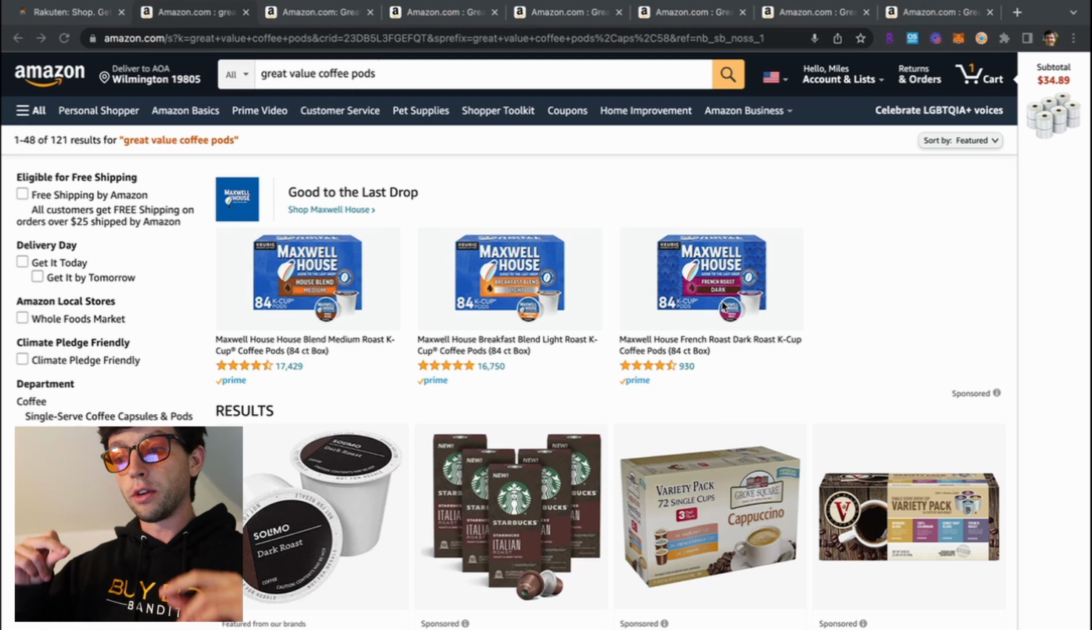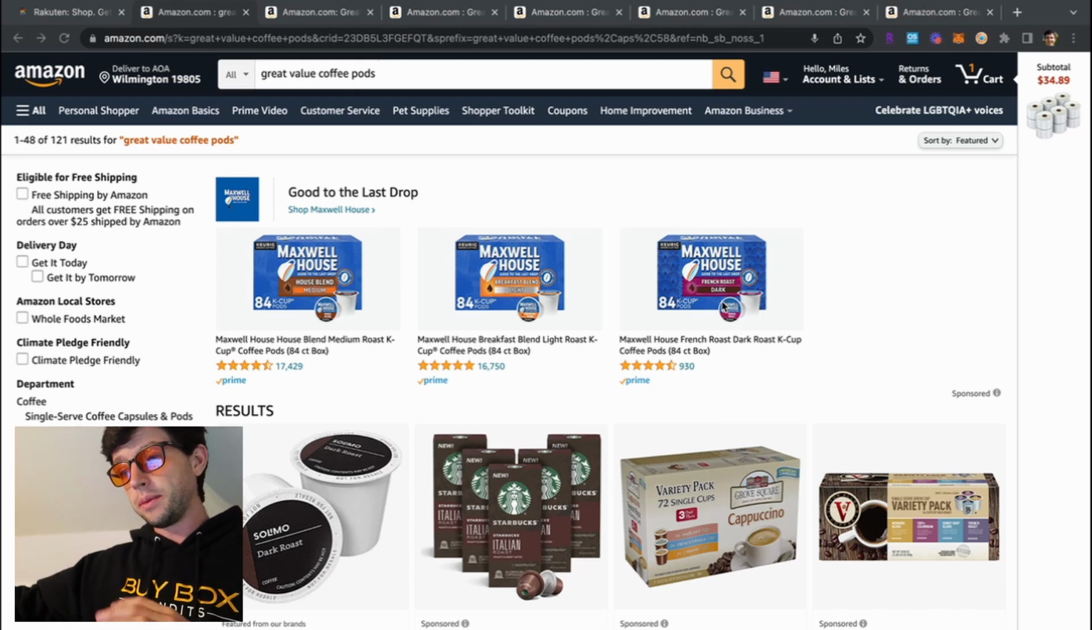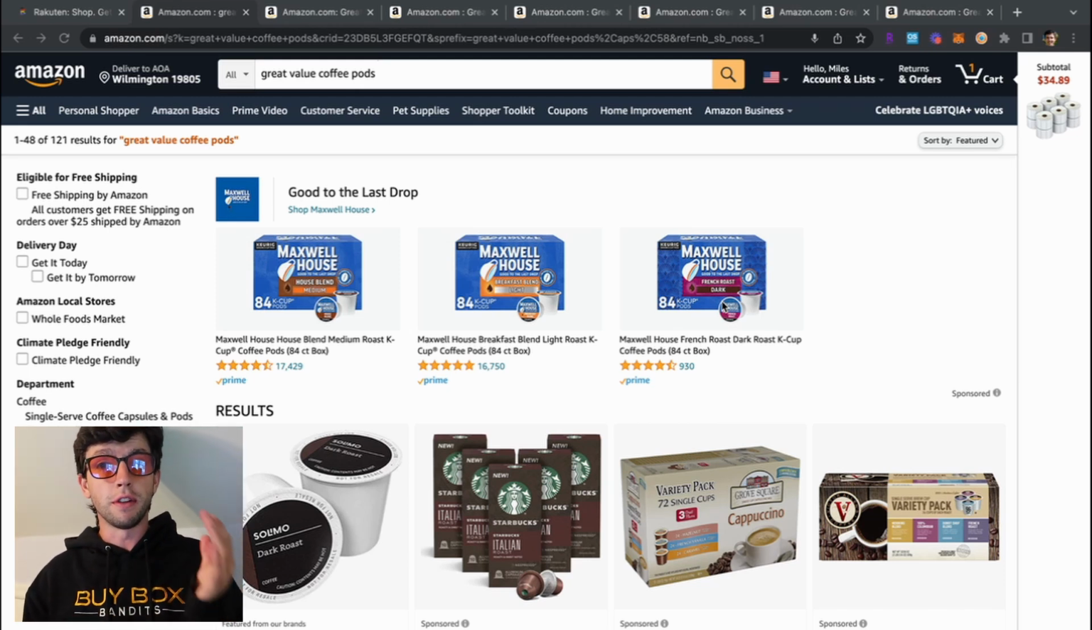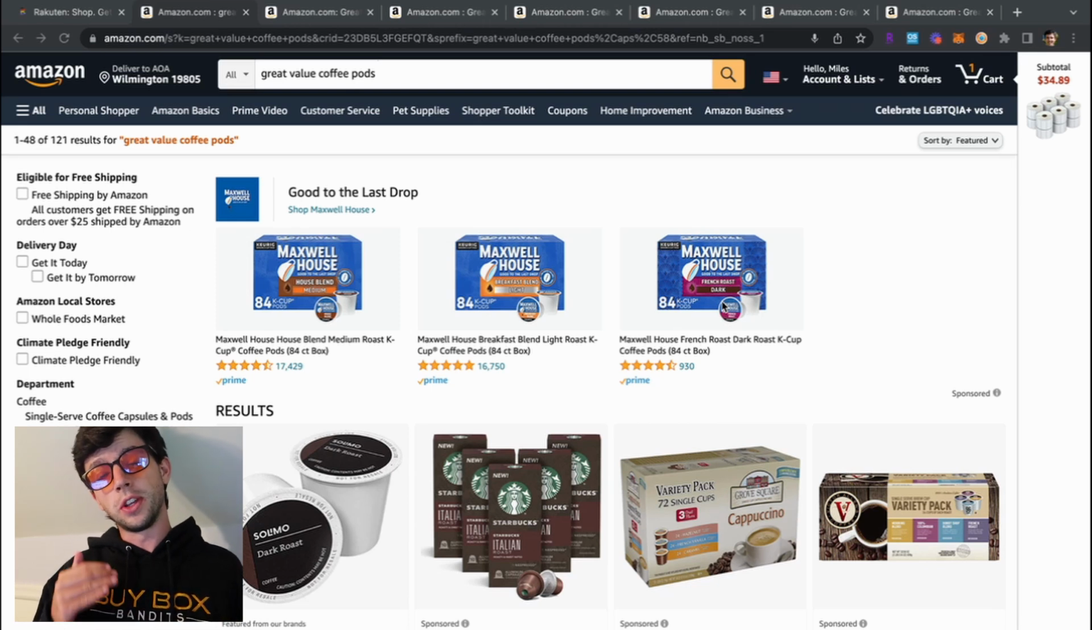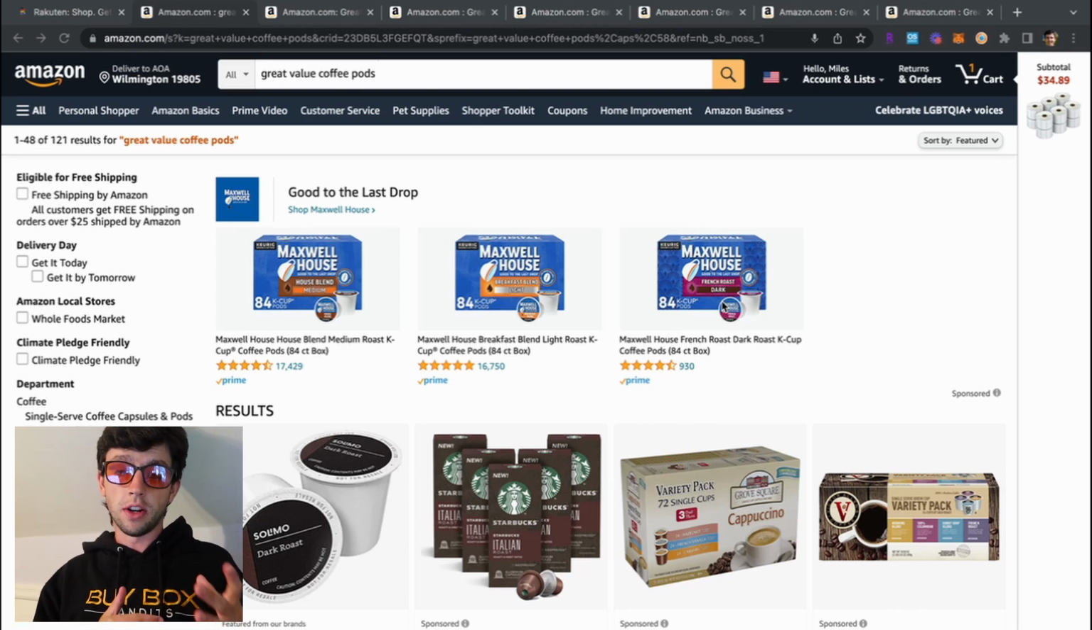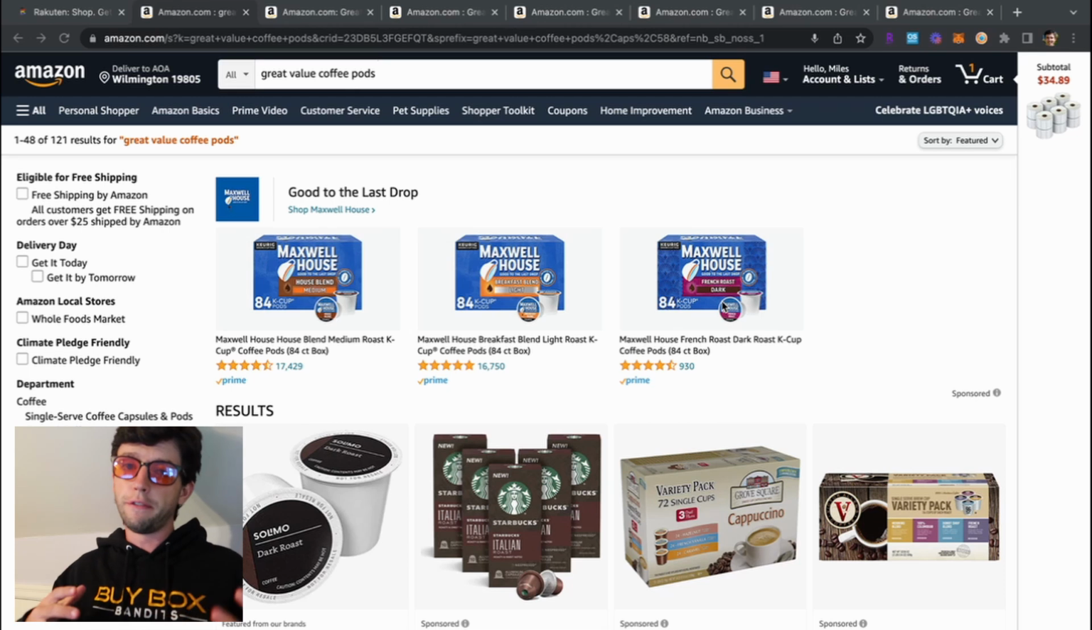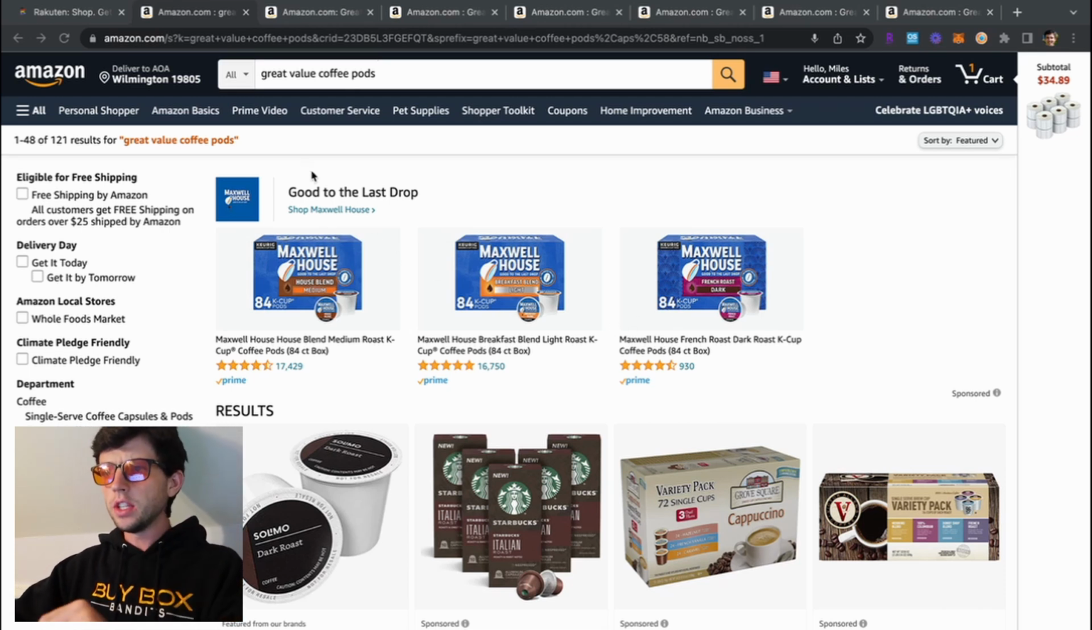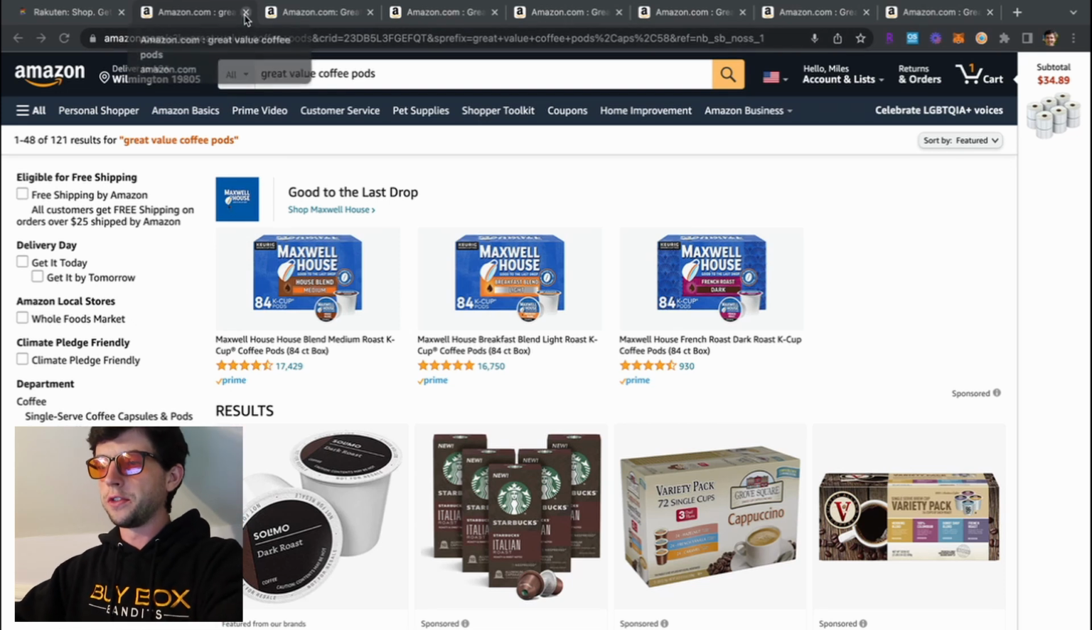Then I'm going to reverse source off that using SellerAmp, because we can find good products that meet our velocity and price stability metrics. When we look at the Keepa, there's a good chance those sellers also carry other products that fit that, and we use SellerAmp to reverse source items like that. So, literally, I just did a search for Great Value coffee pods.